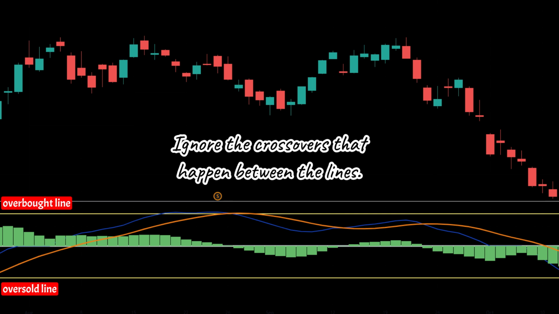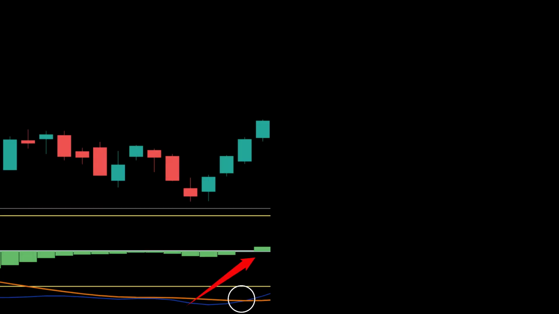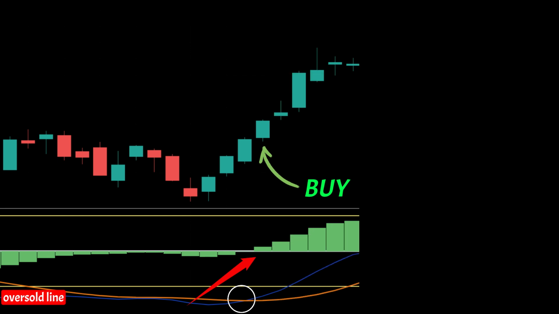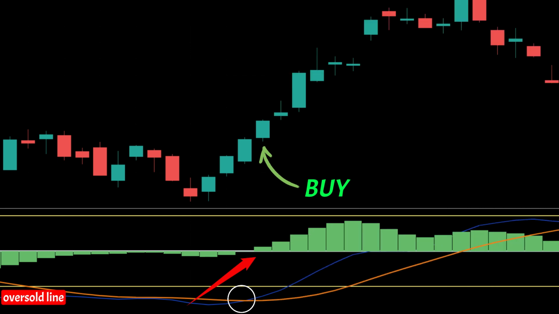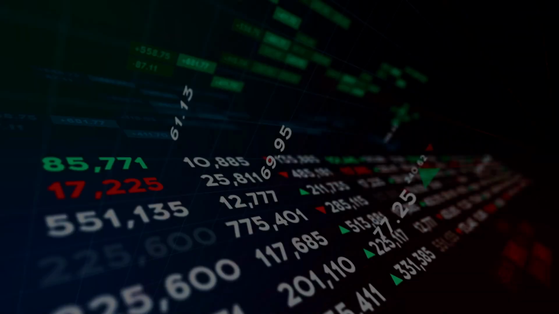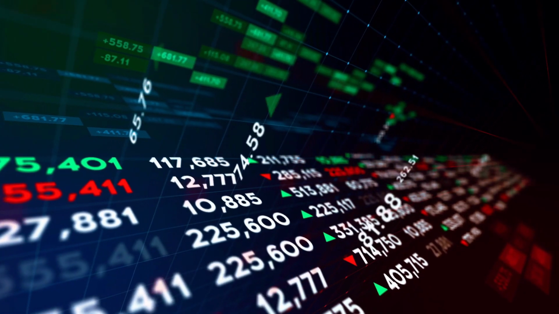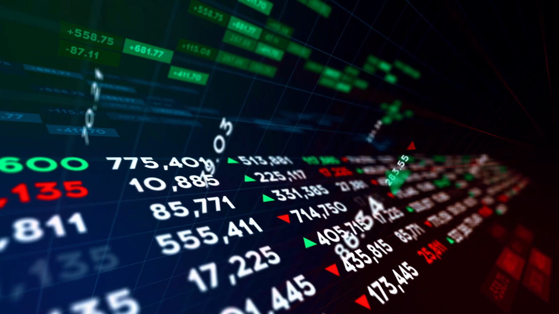Now let's look at an example. In this chart, we find a crossover upwards on the MACD, and the crossover is happening below the oversold line, indicating that the price is on an upwards momentum. So this will be a valid buy position. And as you can see, this trade ended up being profitable. So this is the strategy for how to use the Impulse MACD indicator.